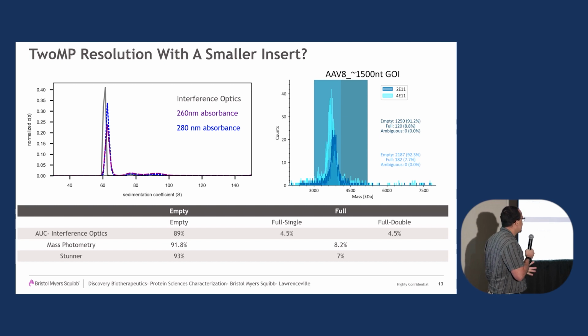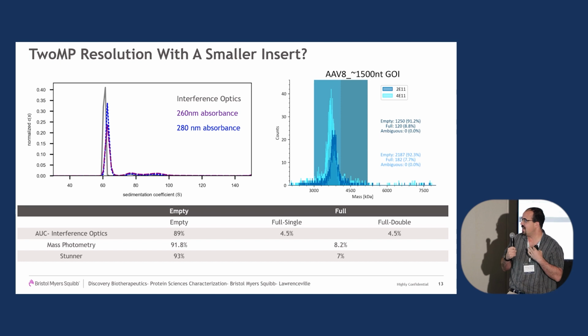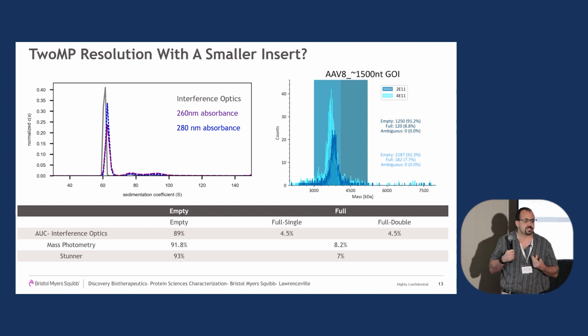But because of the resolution that we're dealing with on the 2MP, we're not really able to distinguish between full single and full double.